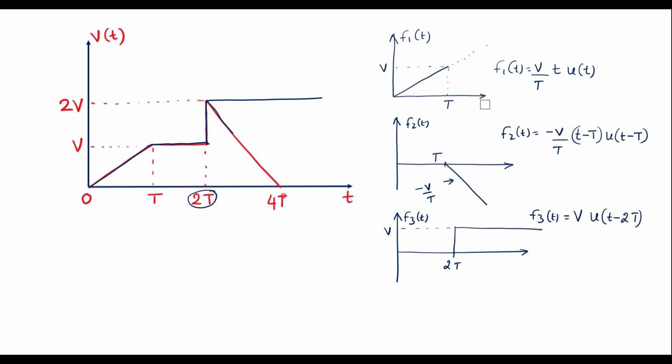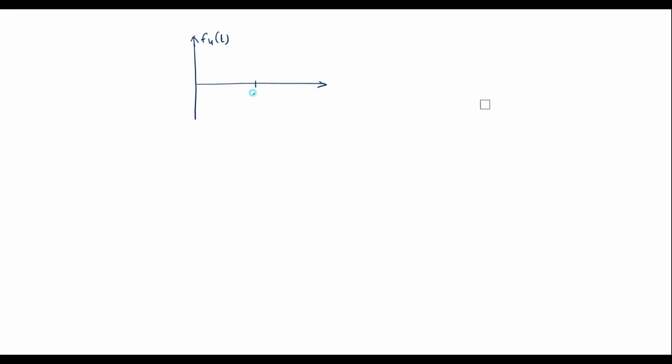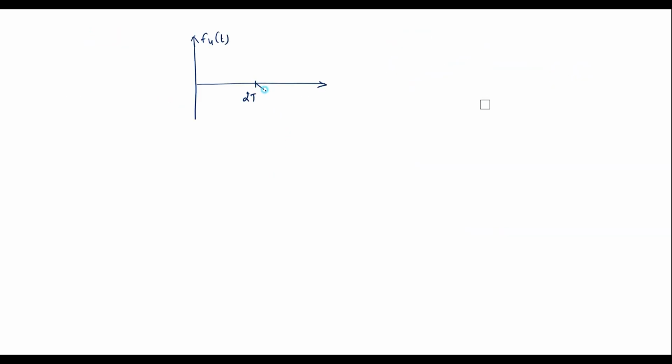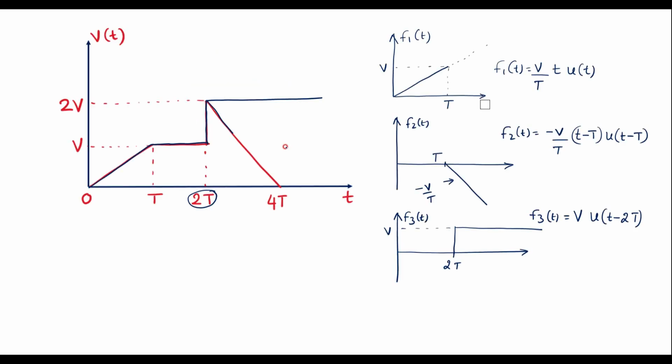So the f4 of t must be this. It must be a negative ramp signal that begins at t equal to 2T. That is, say this is 2T, and here we can see that it must be like this. So here let me calculate the slope. So at this point, let me call this x1, y1.